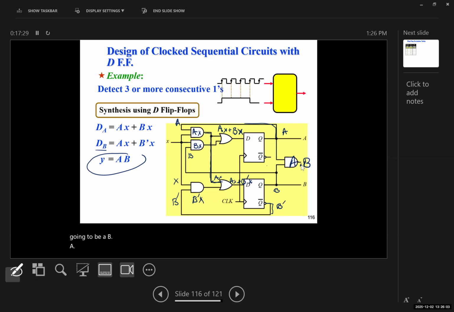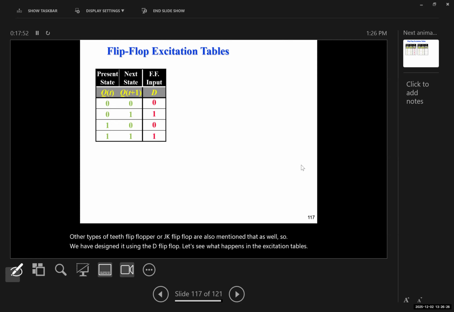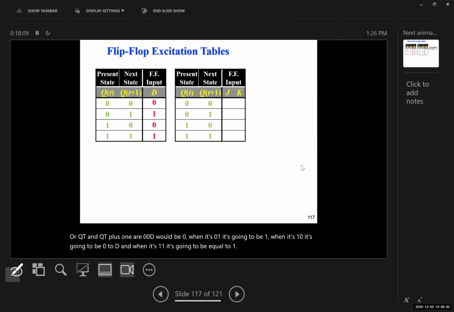So this is when we want to design using a D flip-flop. If we want to design it using other types of flip-flops, so T flip-flop or JK flip-flop, I'll also mention that as well. So we have designed it using the D flip-flop. Let's see what happens in the excitation tables. When QT and QT plus 1 are 0, 0, D would be 0. When it's 0, 1, it's going to be 1. When it's 1, 0, it's going to be 0 to D. And when it's 1, 1, it's going to be equal to 1.